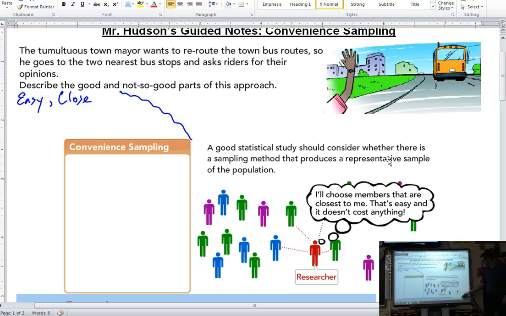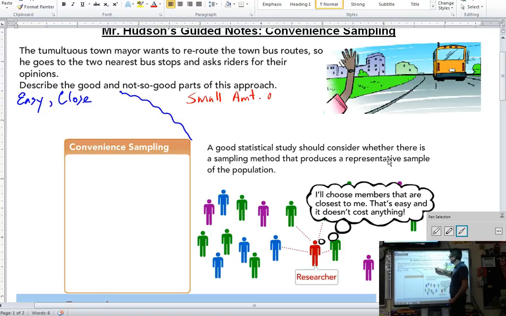Sam? So a negative is that he didn't get all. He only got the people that were around him. Ooh, so like we could say a small amount of people. Sample. They're all from the same place too. Ooh, so they might have the same opinions. They might. We don't know, but that's a potential drawback.